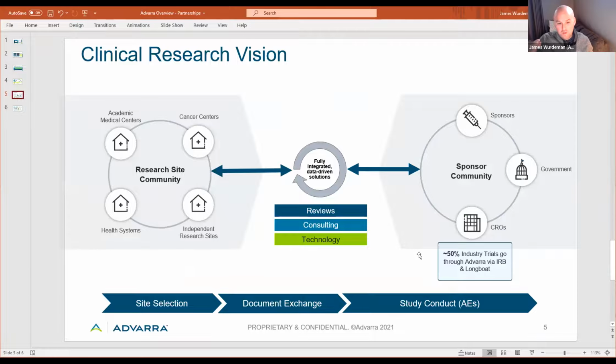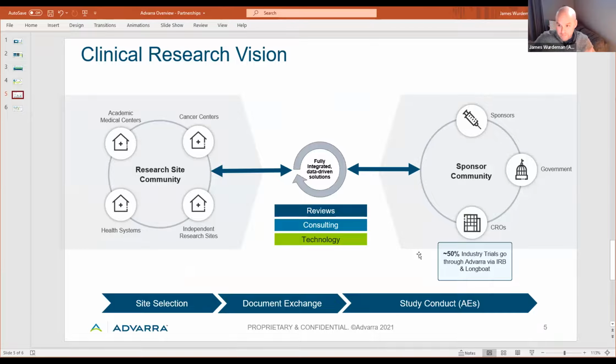But what I did want to talk about is just the broader clinical research vision as we think about it at Advarra. We've picked out three specific areas I want to talk about, referenced there at the bottom: site selection, document exchange, and study conduct, focused on adverse events.